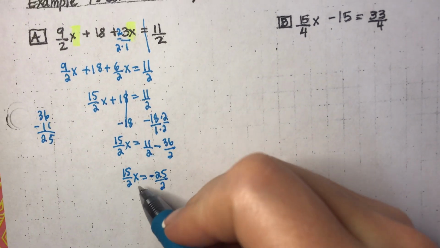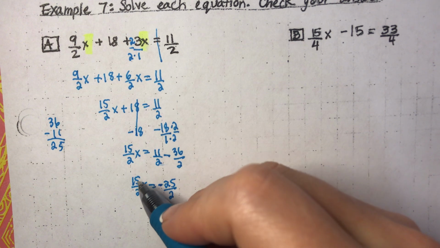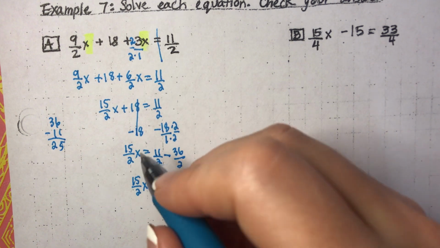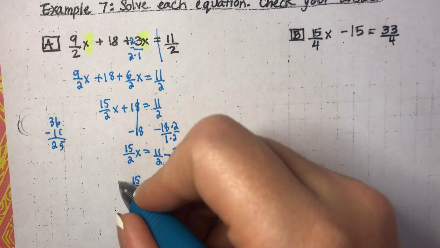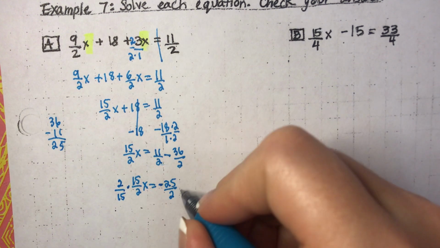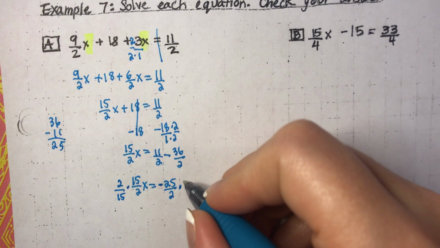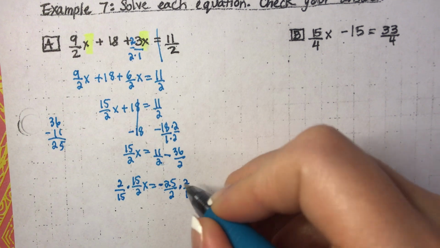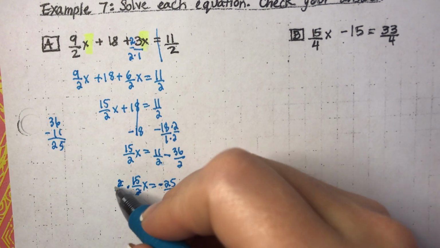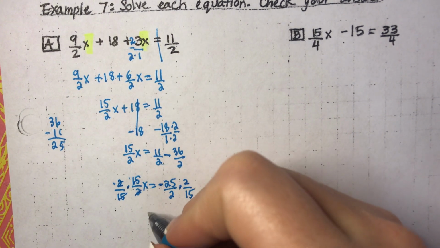All right. Now we're trying to get x by itself. And so we have a fraction multiplied by x. So remember what we do. We multiply by that reciprocal. All right. And then all of these cancel out and become 1. And then 1 times x is just x.